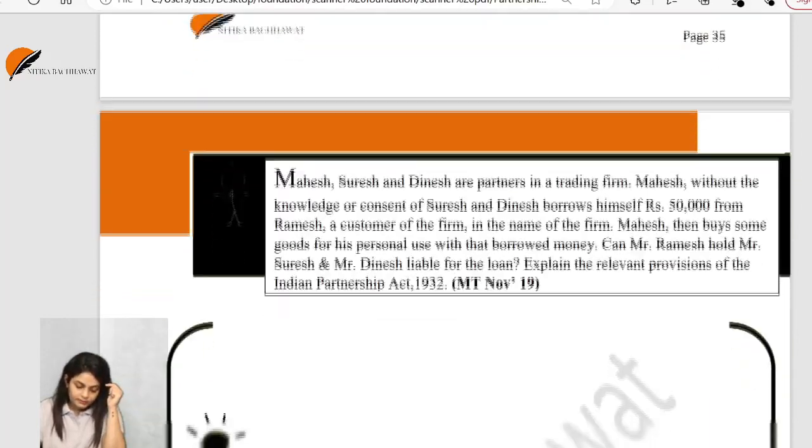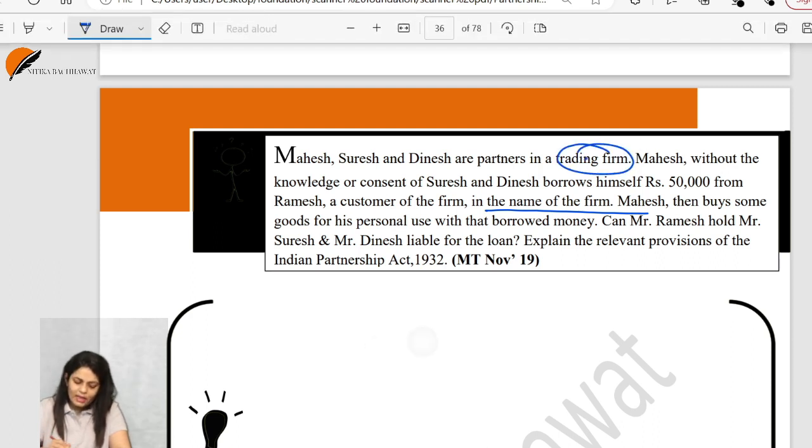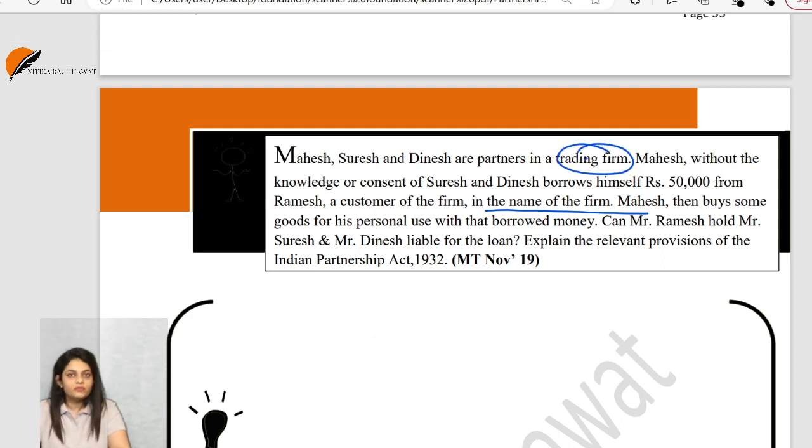the whole firm. Mahesh, Suresh and Dinesh are partners in a trading firm. Mahesh, without any knowledge or consent of Suresh and Dinesh, borrows 50,000 from Ramesh, a customer of the firm, in the name of the firm. It's a trading firm. So for a trading firm, taking a loan is actually the usual course of the business. Mahesh then buys some goods for his personal use with that borrowed money. Can Ramesh hold Suresh and Dinesh liable?